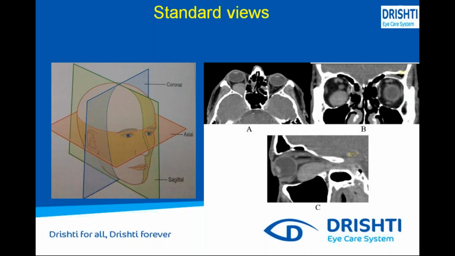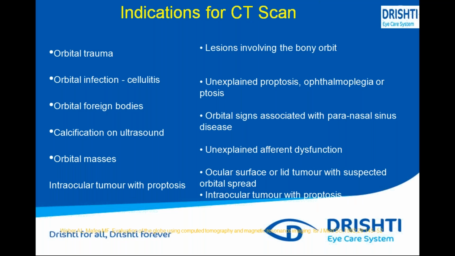This is very important to understand, so that in further scans we can easily tell whether it is a normal scan, what type of mass it is, or what the irregularity in the scan is. Any doubts in these views? This is very important. There are three types of views in the scan: coronal, axial, and sagittal. Any queries, we can explain here only. Fine, so let's go to the other slide, the indications of CT scan.